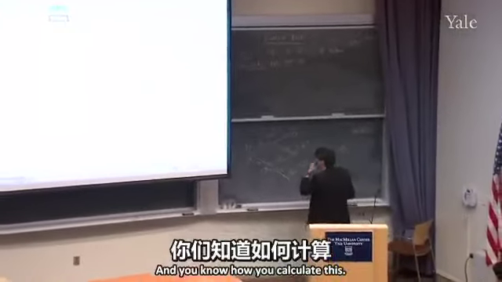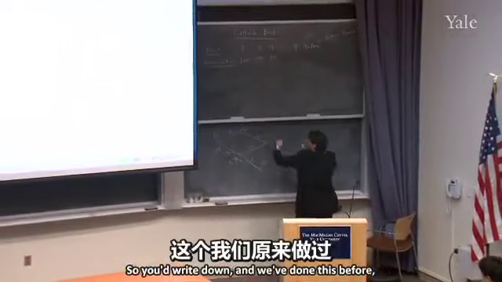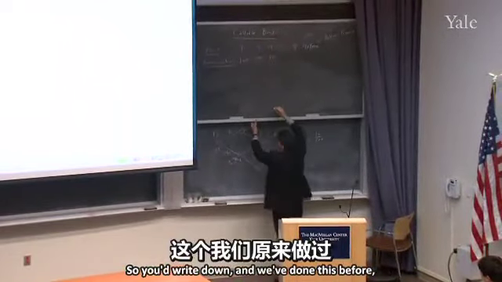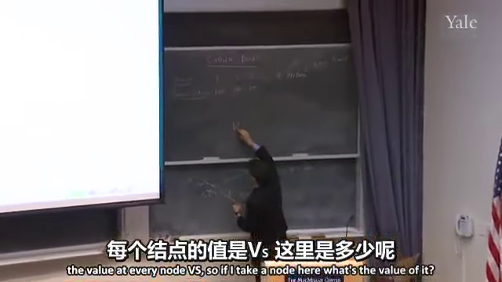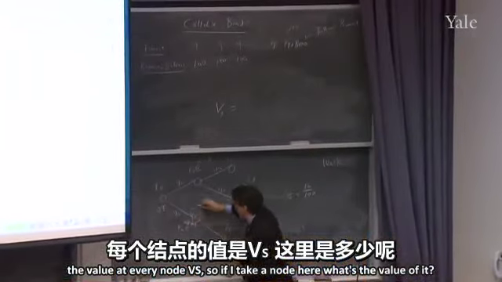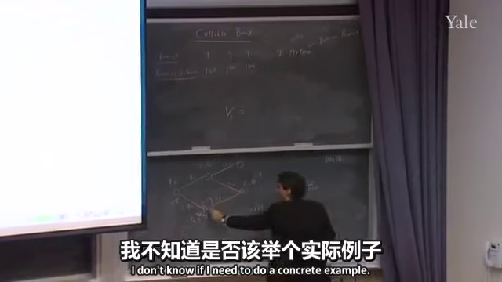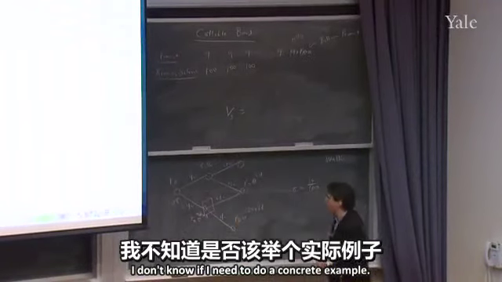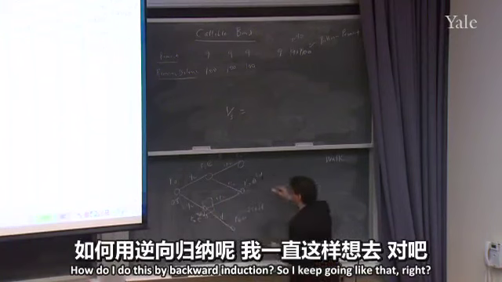And you know how you calculate this. At every step, you'd have to do it by backward induction. So you'd write down, and we've done this before, the value at every node, V's. Okay, so if I take a node here, what's the value of it? I don't know if I need to do a concrete example. How do I do this by backward induction? So I keep going like that.